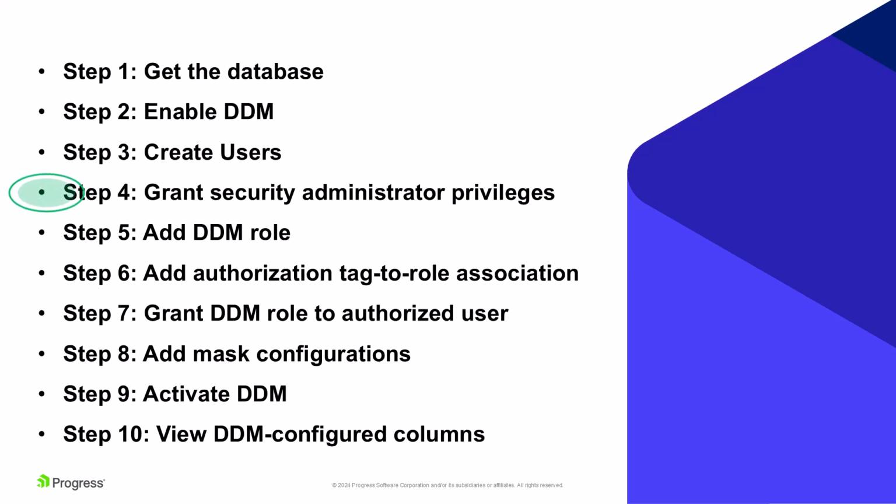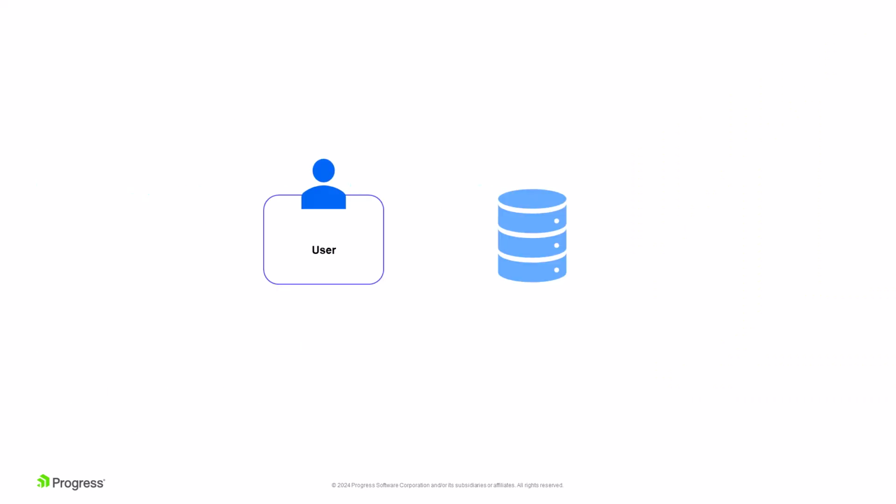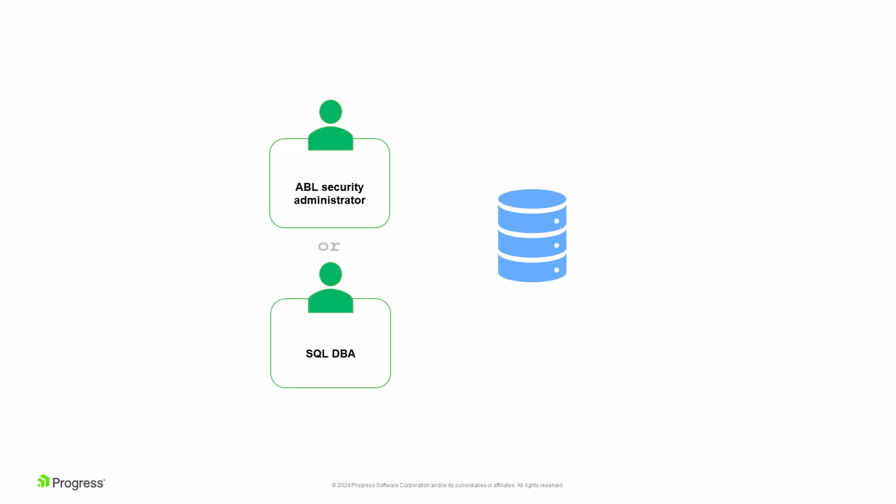The next step is to grant the security administrator privileges to the currently logged in user. This step is optional, but recommended. Any user with access to pro-util and the database can enable DDM, which adds the new built-in _sys.ddm.admin role for the DDM administrator. However, in the absence of a DDM administrator, either the ABL security administrator or the SQL DBA acts as a DDM administrator. They are granted this permission during initial configuration for convenience and protection against losing all DDM administrators.